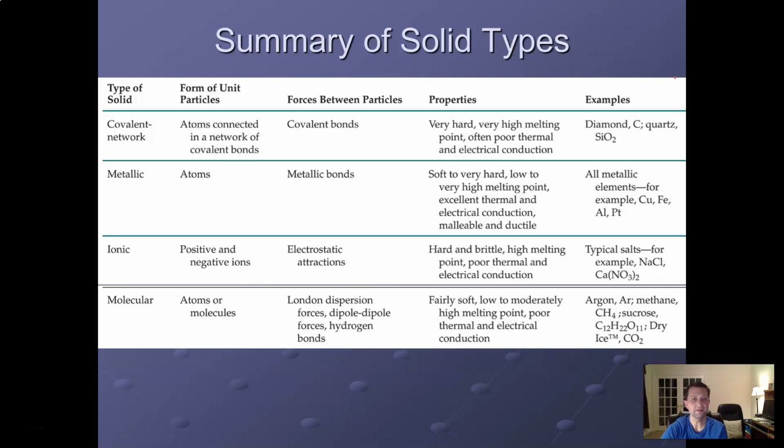Here's a quick chart to summarize this. If you want to copy it in your notes, you can. It might even be in there already, I'm not sure. It gives you a nice little summary of the type of solid, what makes up that solid, the forces between particles, properties which you need to know, and a couple examples. Take a look at that. Write it down if you need to. And that kind of takes care of our different types of solids.